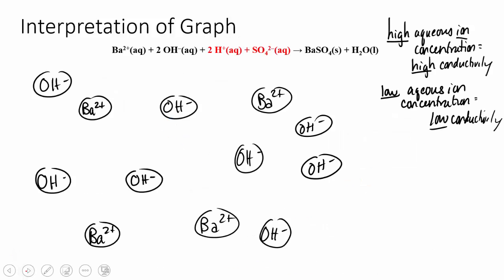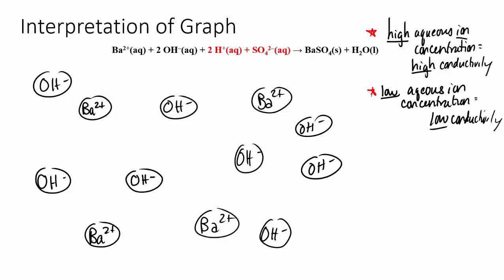Something that's important to think about when we're trying to interpret this graph is that what allows a solution to conduct electricity is if there are ions dissolved in the solution. So when you see high conductivity, that means there's a high concentration of aqueous ions. If there's low conductivity, that means there's a low concentration of aqueous ions. And we can look again at this balanced net ionic equation up here at the top of the page to figure out what these ions are and why the conductivity goes down and then up again.